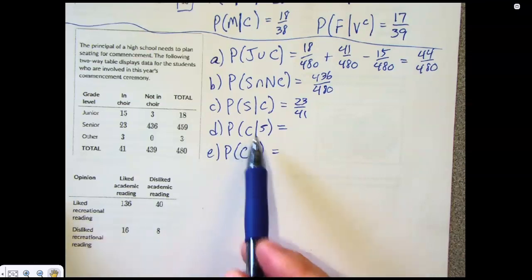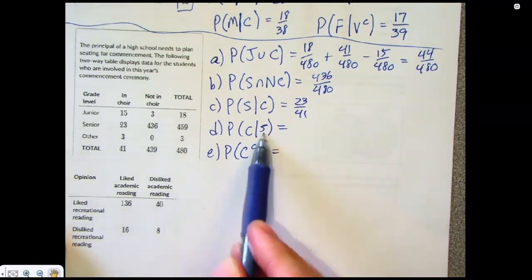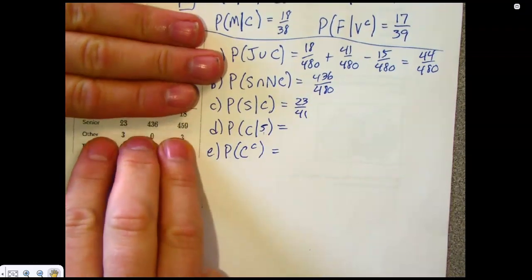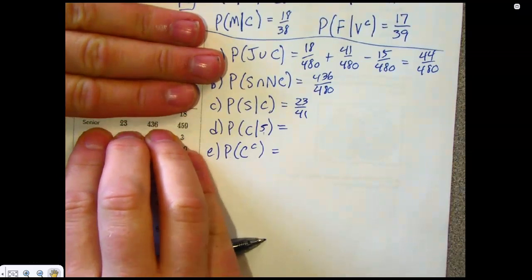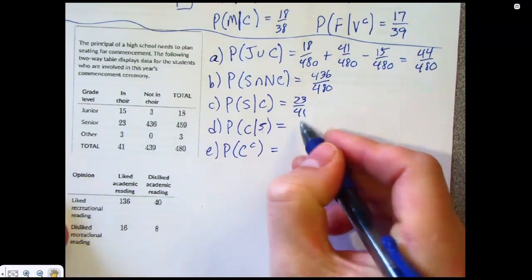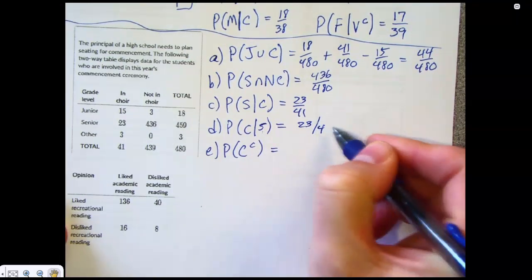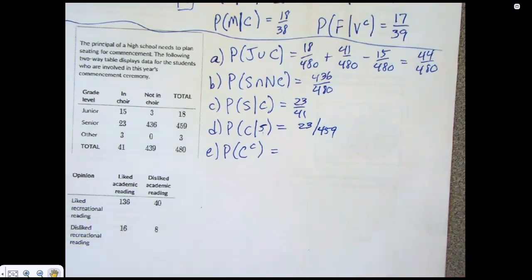Alright. Probability of choir given senior. So flipping it around, now the thing I know is senior, well that's a row, so I'm looking this way now. And now what's the probability they were in choir? Well, there were 459 seniors, only 23 of them were in choir, so 23 out of 459.